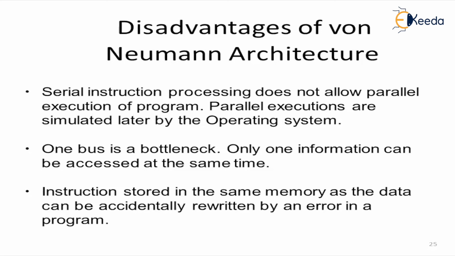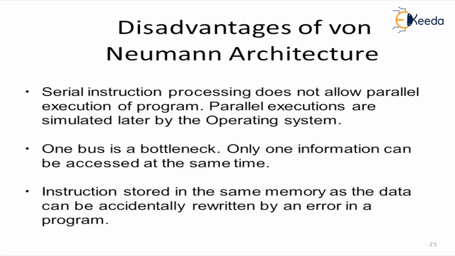Now, as we have seen the advantages, there were certain disadvantages also of the von Neumann architecture. Serial instruction processing does not allow parallel execution of the program. So parallel execution was a complex task and it was not allowed by the system. Parallel executions are simulated by the operating system.